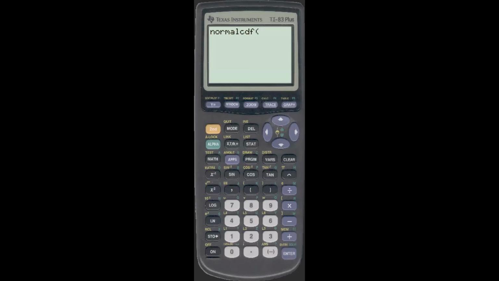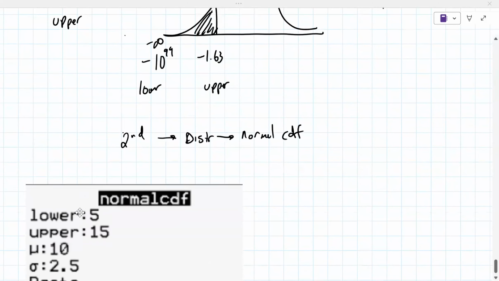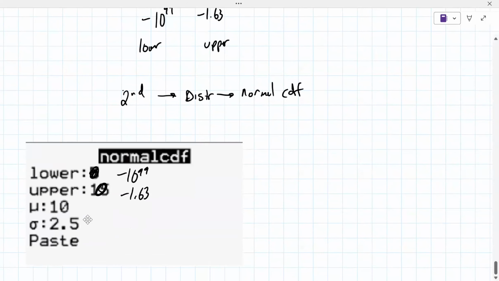All right, so let me actually jump back to the other screen. So your calculator will show something like this. So when you change this to minus 10 to the 99, minus 1.63, for a normal distribution, your mean is zero and your standard deviation is one. And then you hit paste. You will get the same result as what we've been doing. So I'm going to do that for this one.